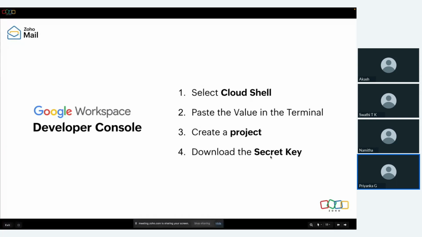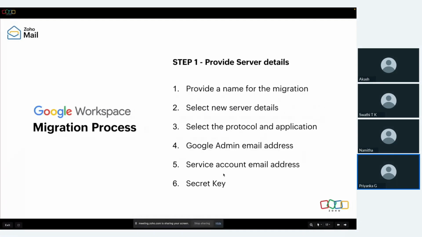As we already know, we need three things. One is the Google Workspace admin credential, which is the username. And then you need a secret key. And then you also need a service account email address, right? So we have to fetch all those things.